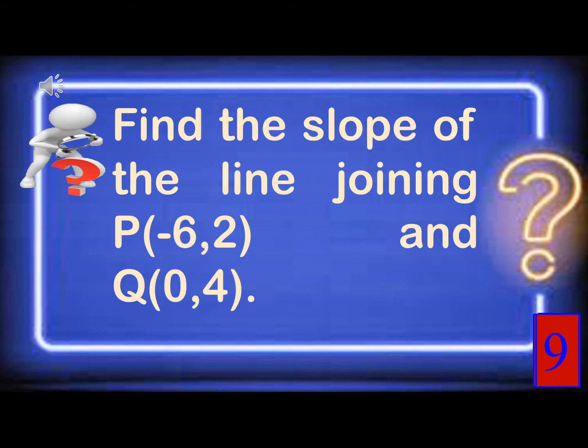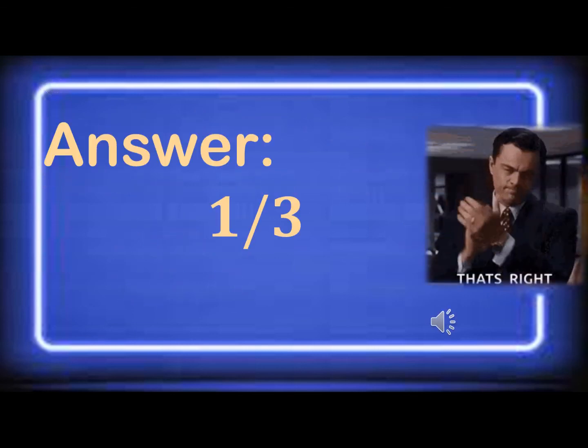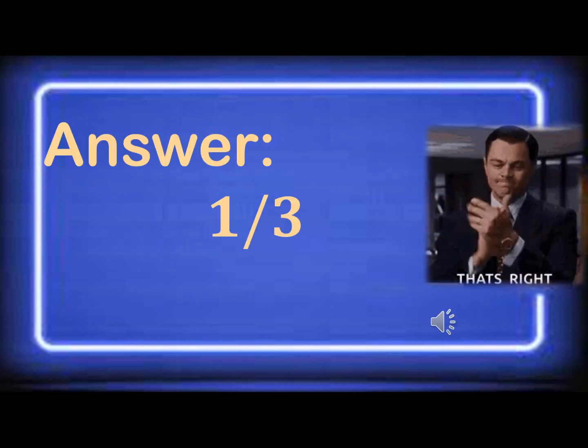So let us have this question. Find the slope of the line joining point P at negative 6, 2 and point Q at 0, 4. That's right. The answer is 1/3.